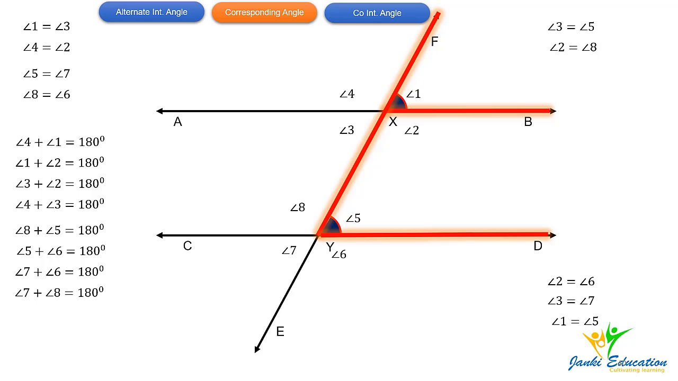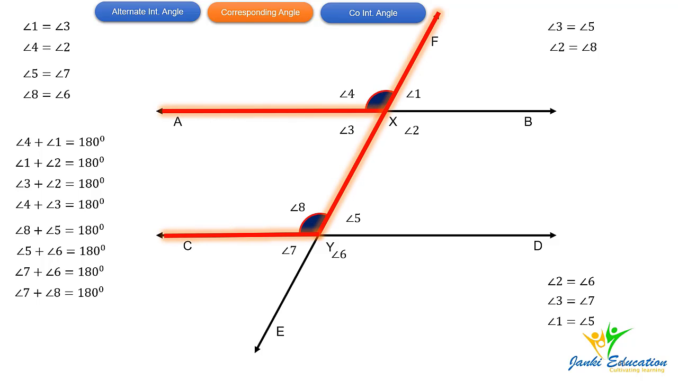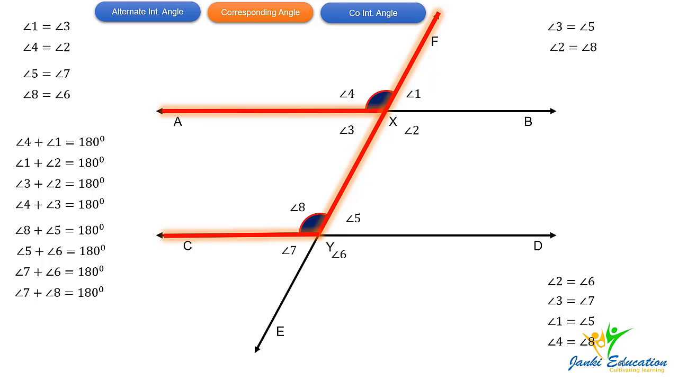Now look at this path. It is also forming kind of a F shape, isn't it? Two angles formed. So what can we say? They are corresponding angles, and in parallel lines corresponding angles are always equal. So angle 4 is equal to angle 8. Correct?